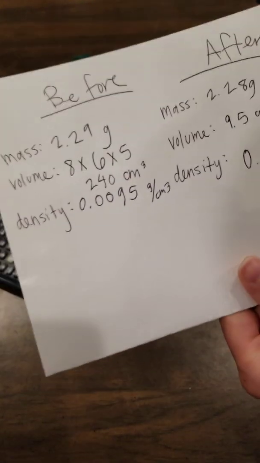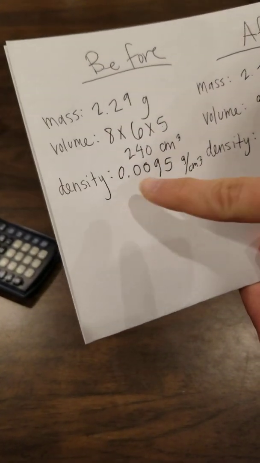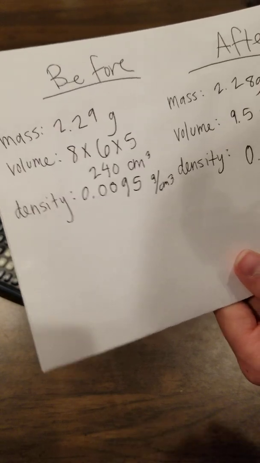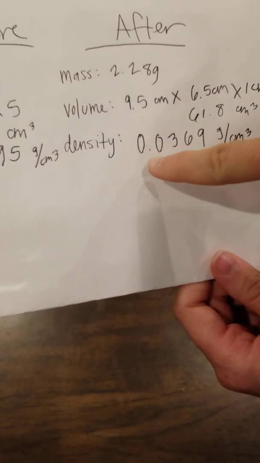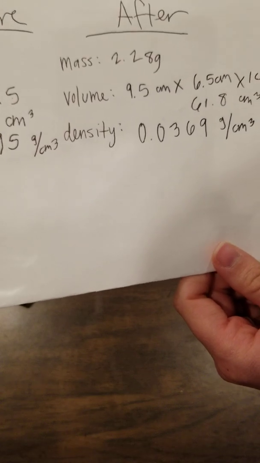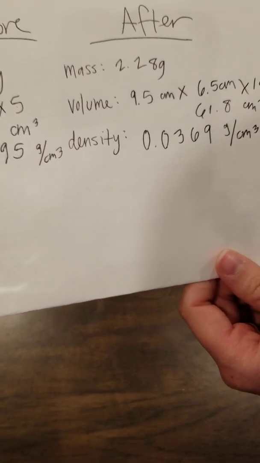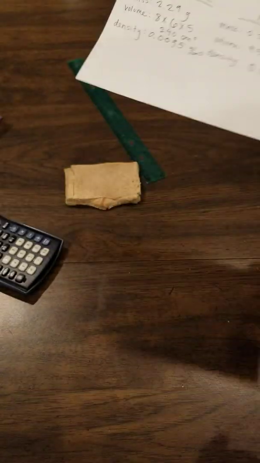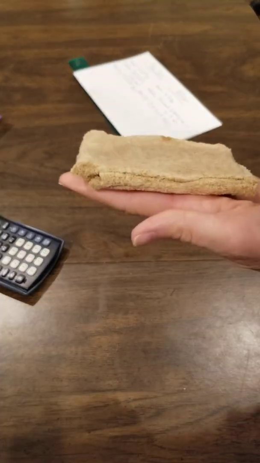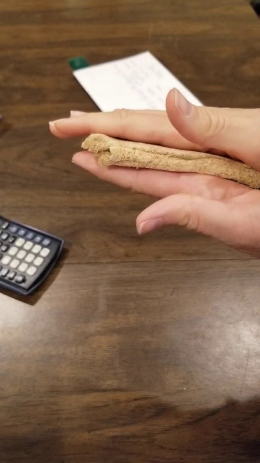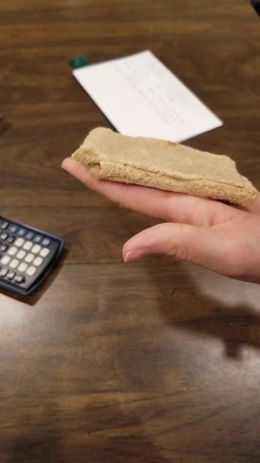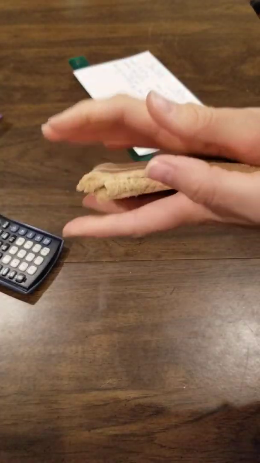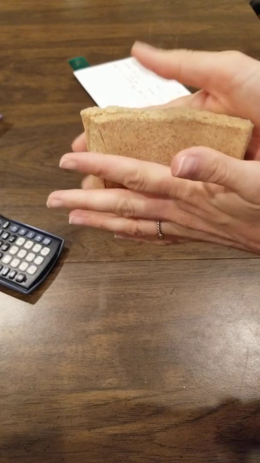Look at the difference here. Before I squished the bread, it had a density of 0.0095 grams per centimeter cubed. After I squished it, its density has gone up to 0.0369 grams per centimeter cubed. That is a pretty significant increase. And all I did to this bread was exert pressure on it. It's the very same material, but it underwent more pressure. Okay, so you're going to use this to finish up that little worksheet. Best of luck.